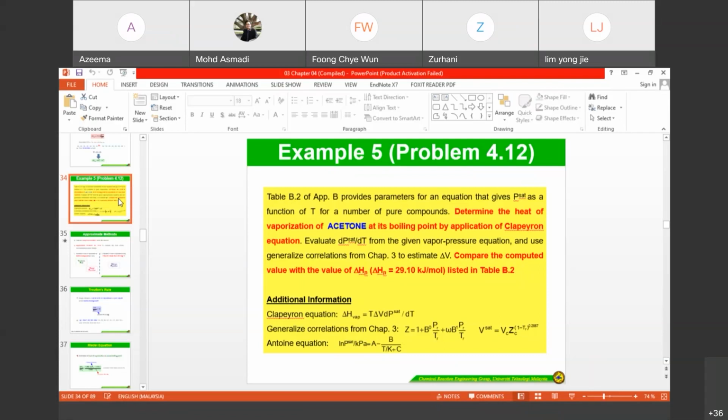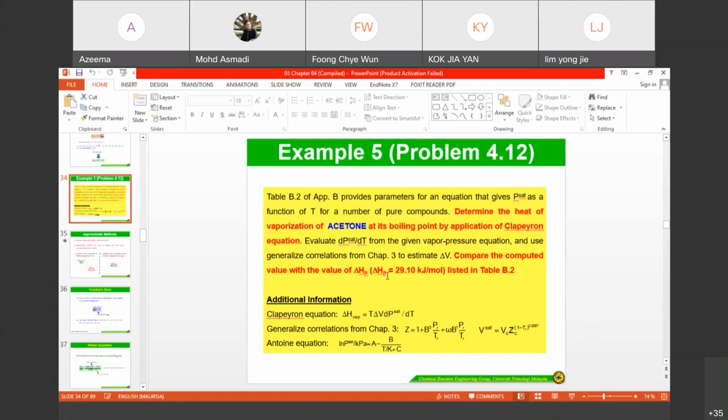As a function of temperature for a number of pure components, determine the heat of evaporation of acetone at its boiling point using the Clapeyron equation. Evaluate dP saturated divided by dT for the given vapor pressure equation and use the generalized correlation from chapter 3 to estimate delta V, meaning they have vapor and liquid. This is a two-phase system. Then compare the computed value with the value of delta Hn, which is given in table B2, right?